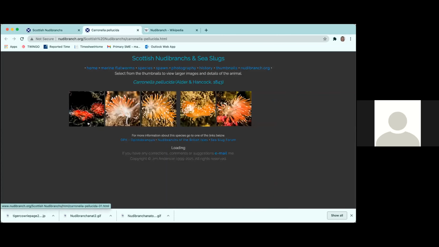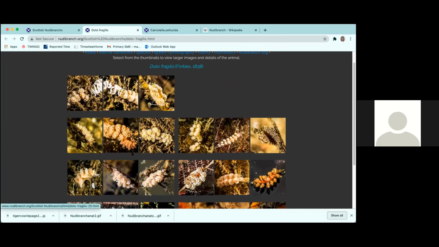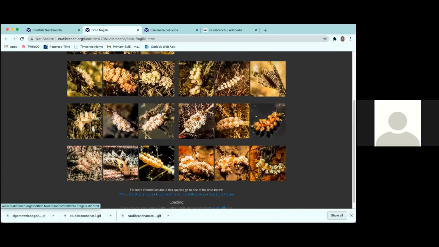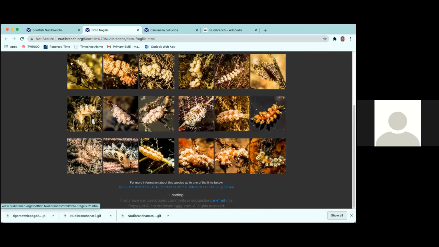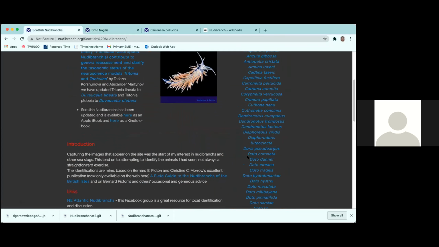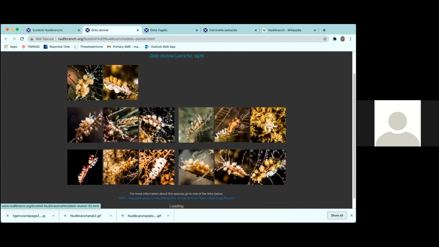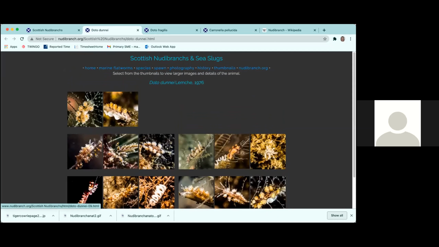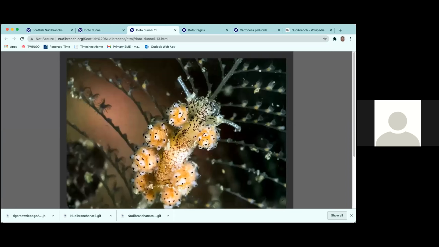You can see different colorations and variations in the pictures, so you can try to identify them yourself based on this. It's very handy, the whole website. Again, they will show eggs, different variations. So this is the Doris, and you can see one species, how many different colors it can have. And that's Doto, for example, just a few examples. You can see none of these pictures are really good quality, just as long as you can see the nudibranch clearly.